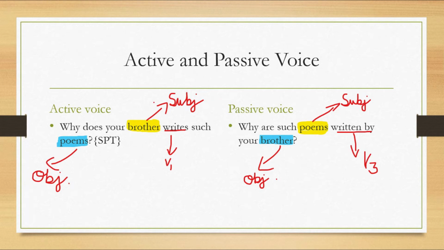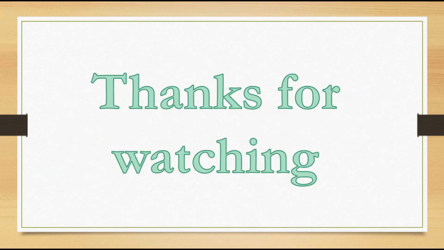I have mentioned this before. The subject becomes the object and the object becomes the subject. You can write the sentence this way, why are such poems written by your brother? Just to create curiosity. So what we do in a question: the question remains a question, subject and object are interchanged, and the verb changes into the past participle. Okay students, I hope you all have understood this simple present tense of active and passive.